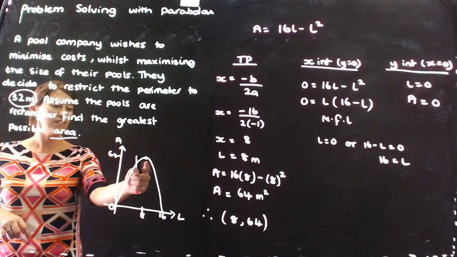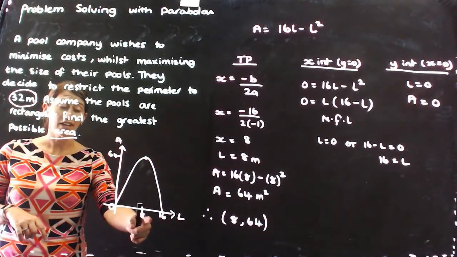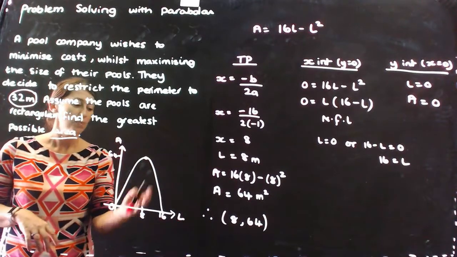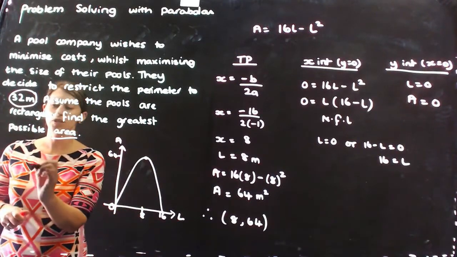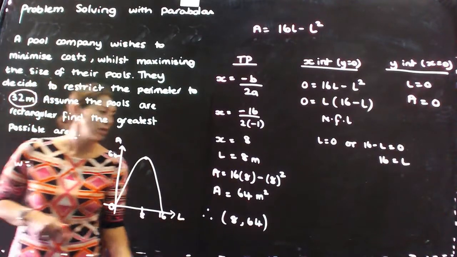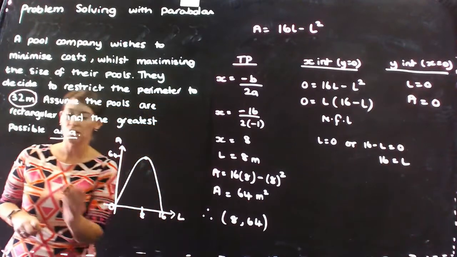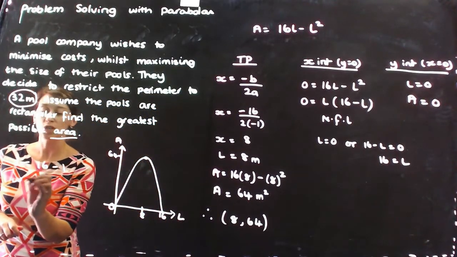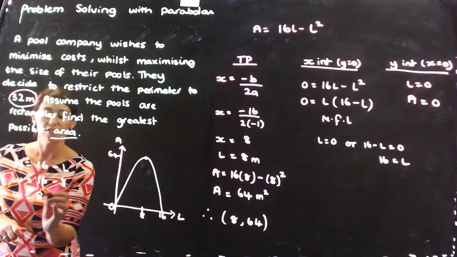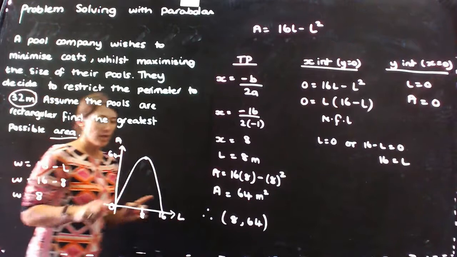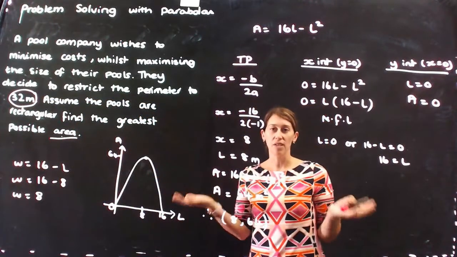So we can see here that the maximum area occurs when the length is 8, and the area gives us 64. But let's also remind ourselves what the formula for the width was. We had W equals 16 minus L. So W equals 16 minus 8. So W equals 8. So what we're saying is the maximum area occurs when the length is 8 and the width is 8, meaning that it's a square.